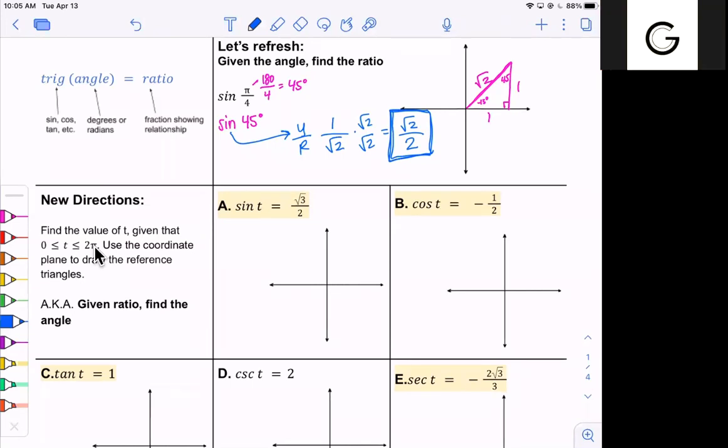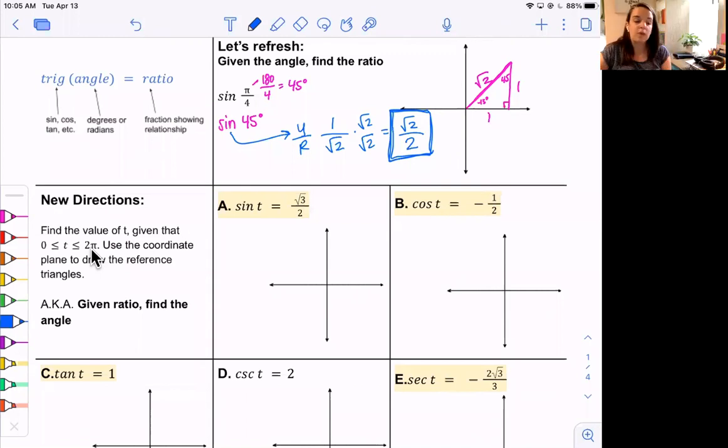When we had the pi over 4, well, we already know that pi counts as 180 degrees. So if we have 2 pi, then it would give us like the full circle. So we're going to be talking degrees.